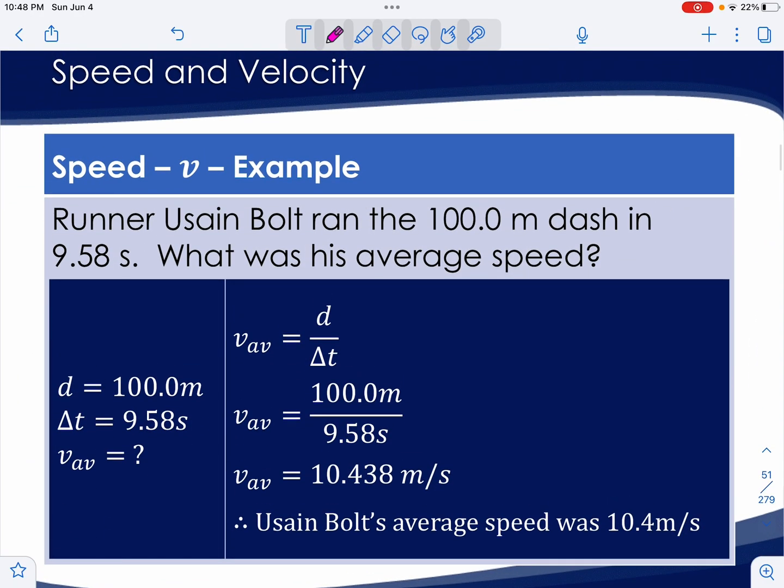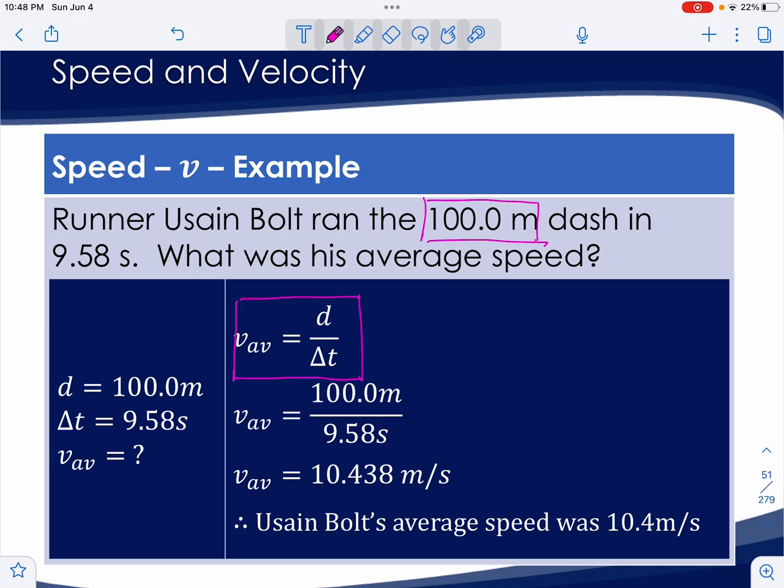So here's an example. Runner Usain Bolt ran the 100-meter dash in 9.58 seconds. What was his average speed? So here's our equation right here, and so we just plug things in. If we look at this equation as we read it, anytime you see a number, you're going to define what that is. So 100 meters.